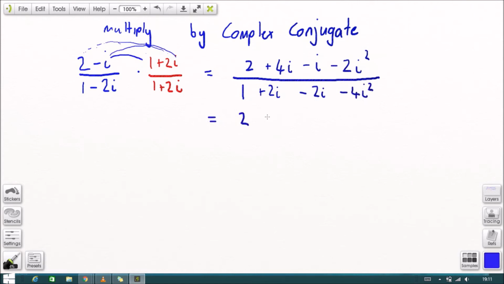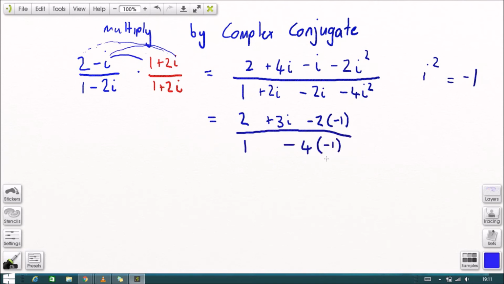Now I'm just going to simplify the top first. 4i minus i is 3i. And we're going to have this minus 2 times negative 1, because if you remember, i squared is minus 1. This will apply to the bottom. And because we used the conjugate, we're only going to have real numbers on the bottom. So it's going to be 1 minus 4 times negative 1.